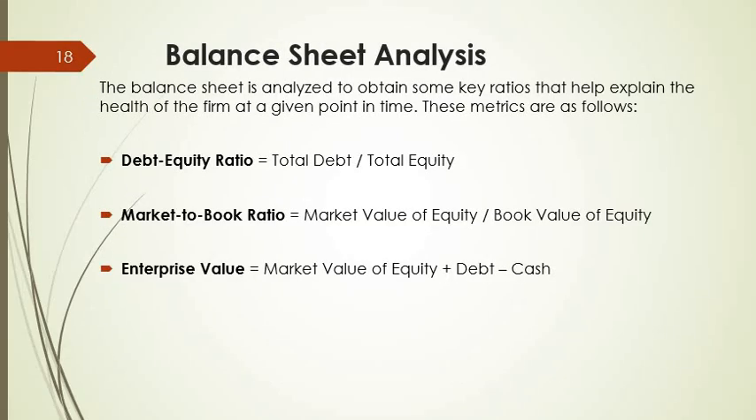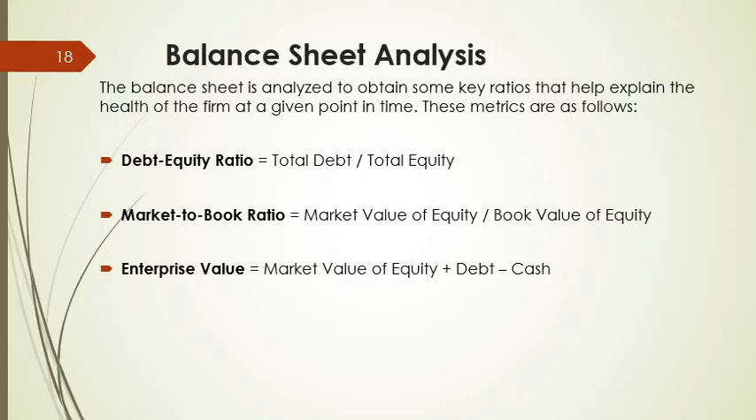Now let's have a look at how the components of the balance sheet help us in analyzing the health of the firm at a given point in time. Debt to equity ratio, which is calculated as total debt divided by total equity, is also called the leverage ratio. It is calculated to assess the leverage of a firm, to show how much it relies on debt to finance its activity. This ratio has pertinent implications for the financial health of the firm and the risk and return of its shares.